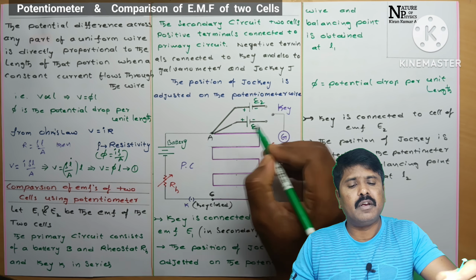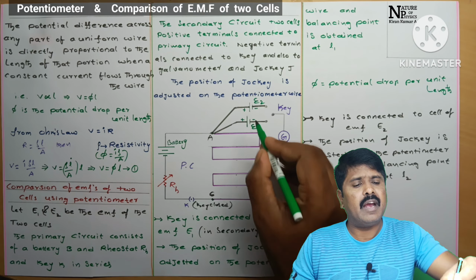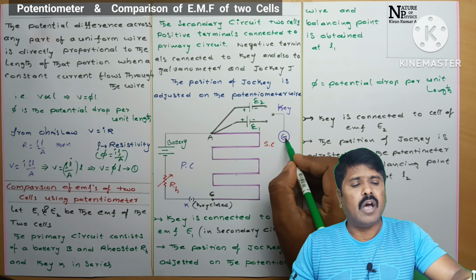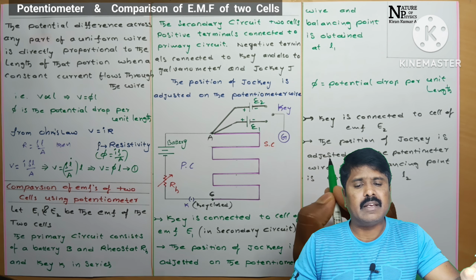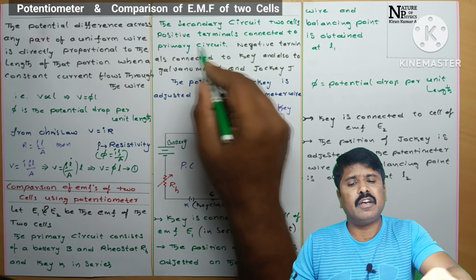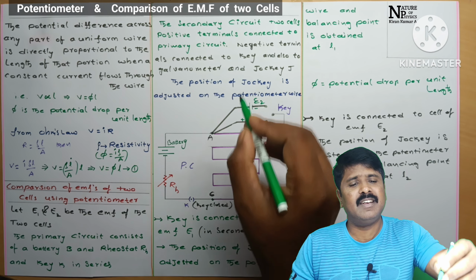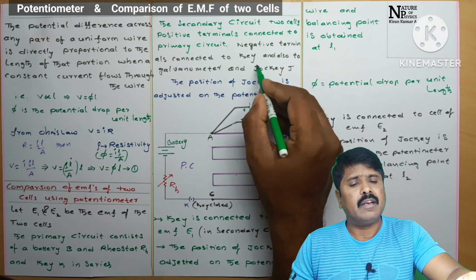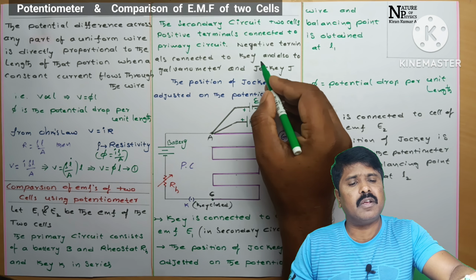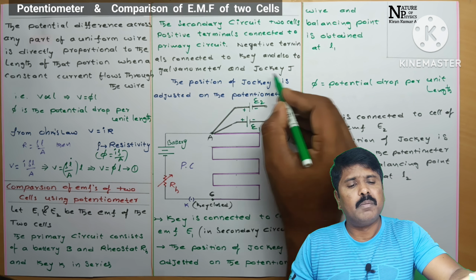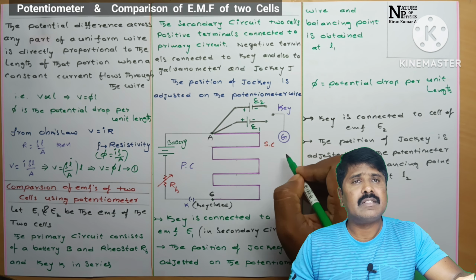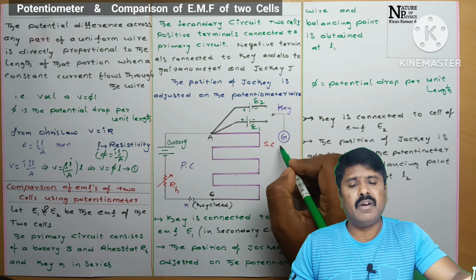Positive terminals are connected to the primary circuit, and negative terminals are connected to the key. The key is connected through the galvanometer to the jockey. So in the secondary circuit of two cells, the positive terminals are connected to the primary circuit and the negative terminals are also connected to the key. This is the key in the secondary circuit, SC. The galvanometer and jockey are also connected in series. Students, I will draw the jockey.